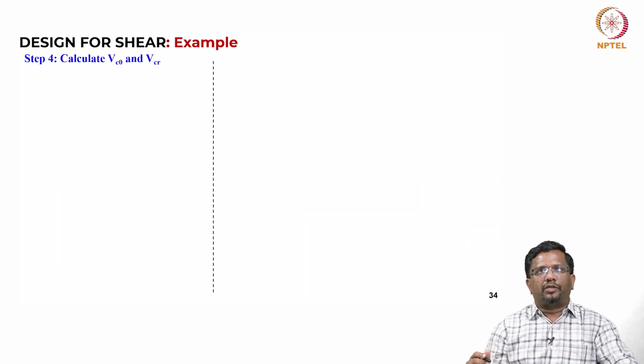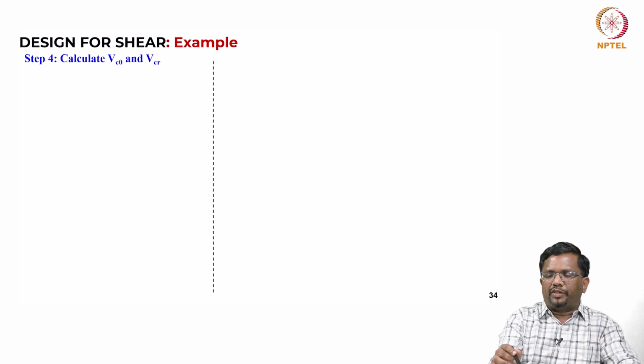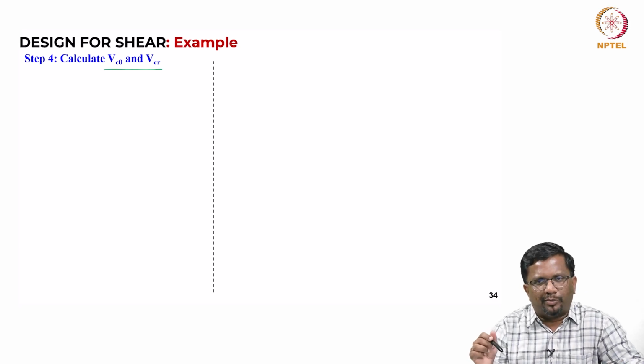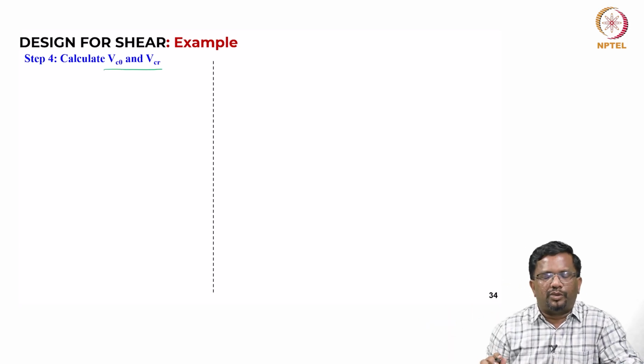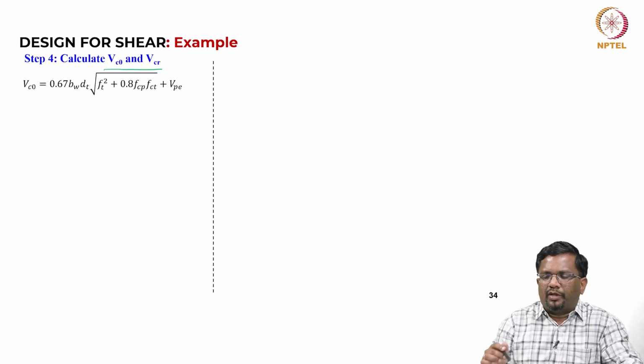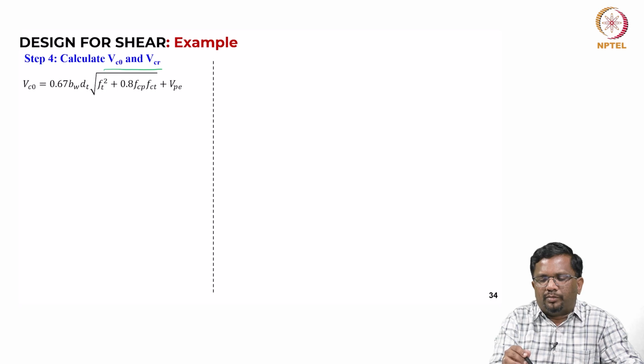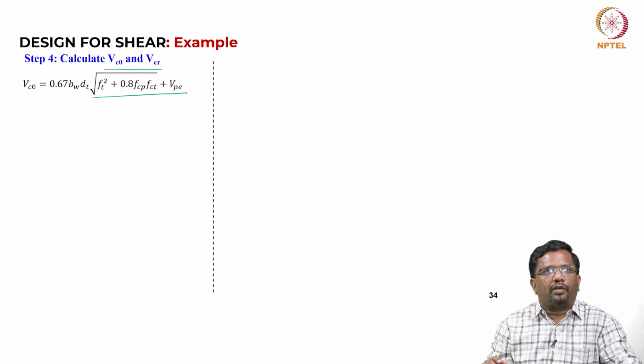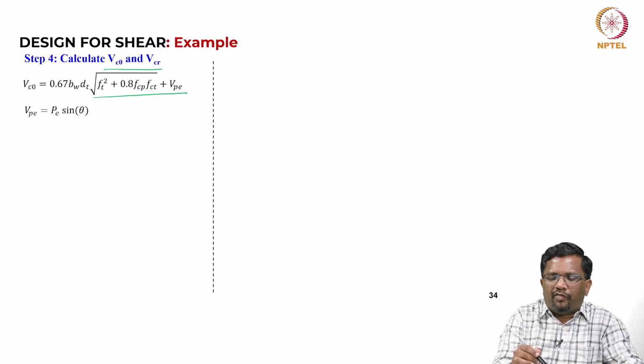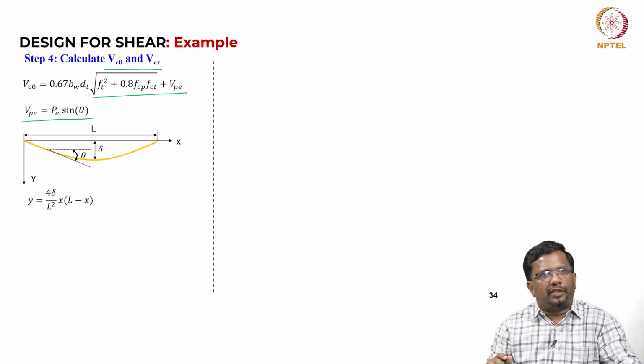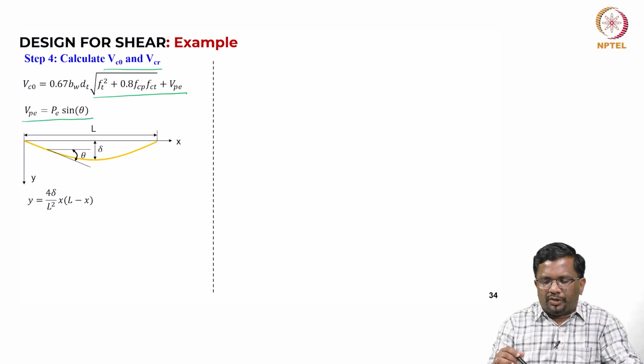Now you calculate VC naught and VCR. Why are we doing this M naught calculation? Because it will go in as an input for the VCR calculation. Now, let us calculate VC naught. For VC naught, we have already derived this expression: 0.67 BW into dt into this component, and you will have the vertical component of the pre-stress also. VPE will be PE into sin theta. Now, again, what is PE into sin theta?